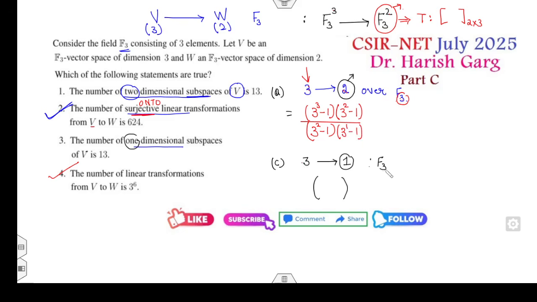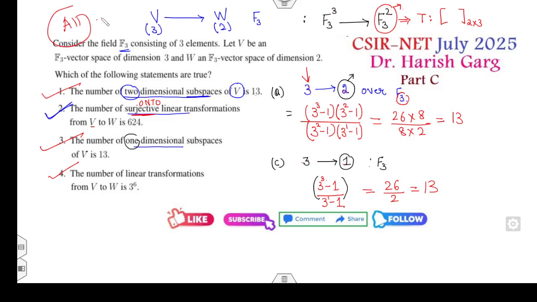If you write it, how will it be written? 3 power 3 minus 1, written only once, divided by 3 power 1 minus 1. Now you can check whether it's 13 or not. 27 minus 1 is 26, 9 minus 1 is 8, 9 minus 1 is 8, 3 minus 1 is 2. So that gives you 13. Yes, the first option is the right answer. Look at this one, 27 minus 1 is 26, 3 minus 1 is 2, that is 13, the right answer of the problem. So all are correct answers of this problem.